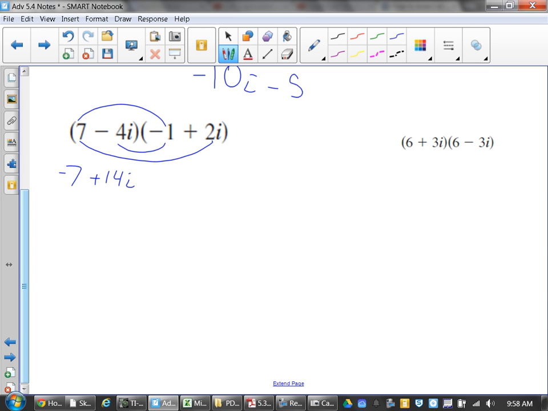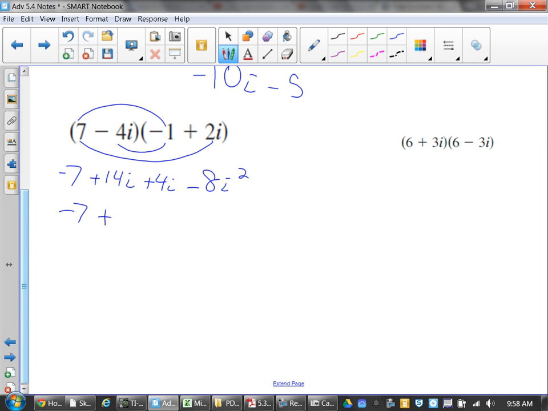Inner terms gives me how much? Negative 4i. Negative times a negative is positive. It gives me a negative 8i squared. So plus 8. Correct. Now, at this point, what I'm going to do is I bring my negative 7 down.